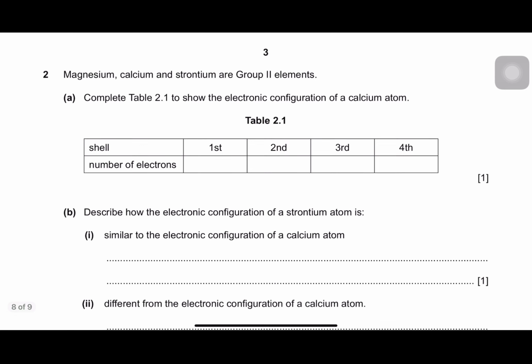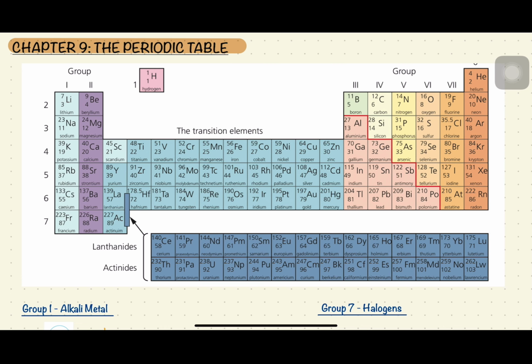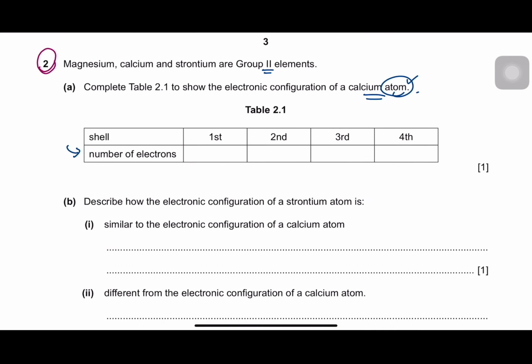Now, this is the specimen paper of 2023, question 2. Magnesium, calcium, and strontium are group 2 elements. Question A. Complete table 2.1 to show the electronic configuration of calcium atom. Now, if you look at the periodic table, you would see that calcium has 20 proton numbers. So if this is an atom, it means that 20 protons equals 20 electrons. So 2 on the first shell, 8 on the second, 8 on the third, and 2 on the last, giving us a total of 20 if you add up.